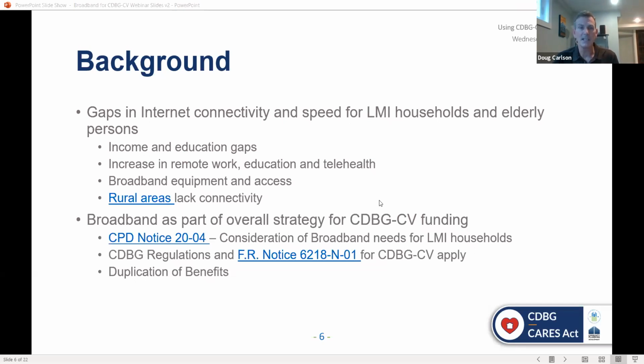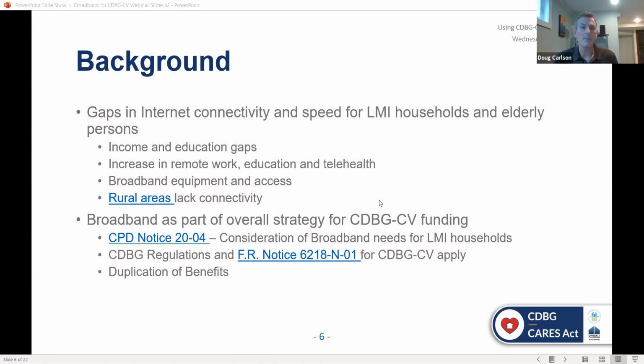That link that you see in that slide is actually to an article about a Michigan State University study that talked about the lack of connectivity in rural areas and how they're suffering because of it as a result of the pandemic. So that's a link that's actually there in the slide.